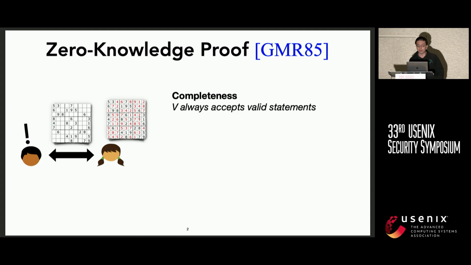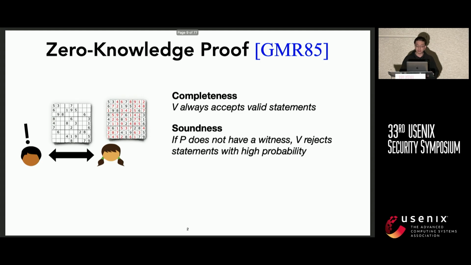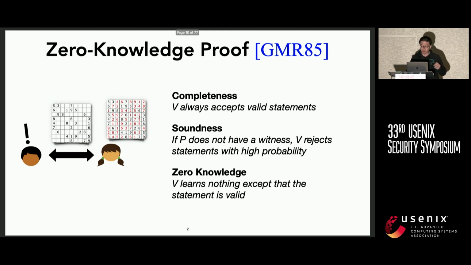The first one is called completeness. It means that if Alice knows the solution of this Sudoku puzzle, Bob should always output true. The second one is called soundness. It means that if Alice is malicious and does not know the solution of the Sudoku puzzle, then after the interaction, Bob should output false with certain probability. The third one is called zero knowledge. It basically means that after the interaction, Bob should learn nothing beyond the fact that this statement is true.